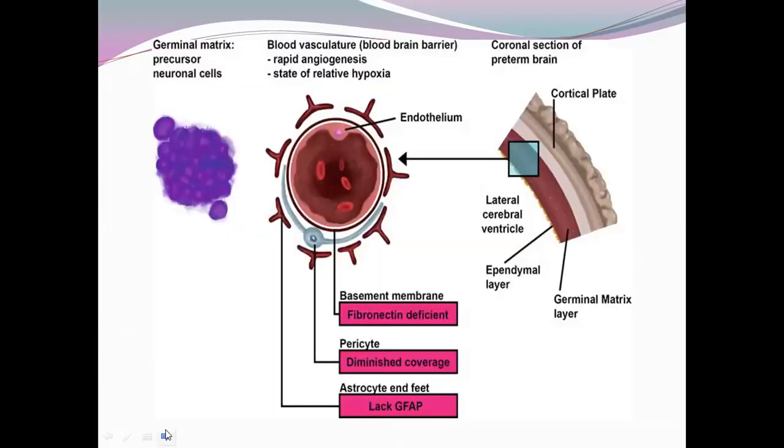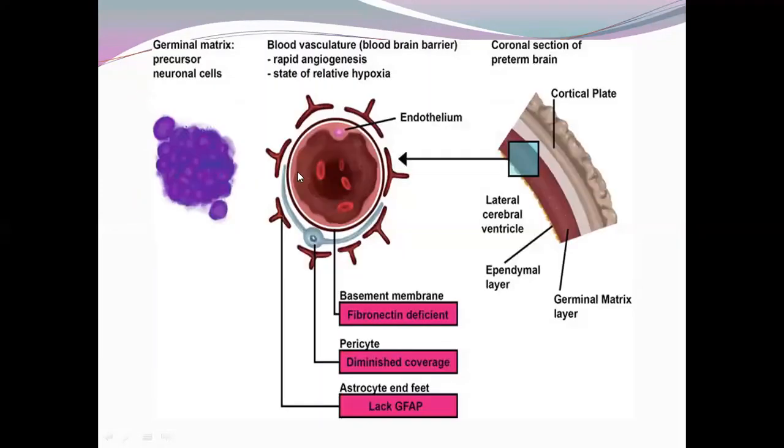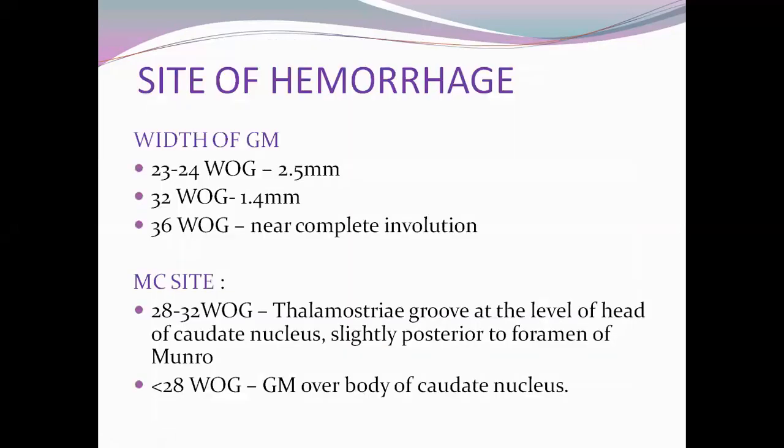And here you can see that these vessels are large diameter with fibronectin deficient basement membrane and diminished coverage by the pericytes. And the astrocyte end feet are also incomplete and they lack glial fibrillary acidic protein. So the mesenchymal support is also deficient.